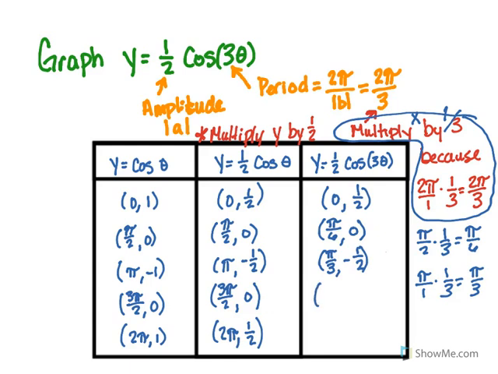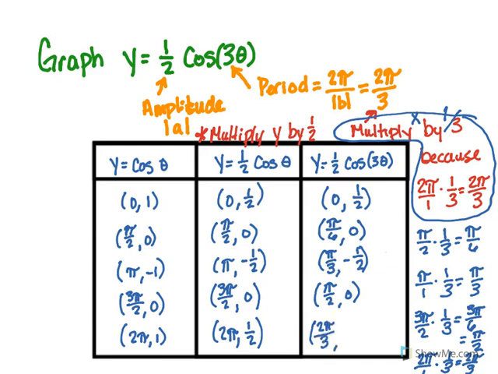Then we are going to do 3 pi over 2 times 1/3. That's going to give us 3 pi over 6, which we can simplify to be pi over 2. So we're going to have pi over 2, 0. Next we're going to do 2 pi times 1/3, and we get 2 pi over 3. So our last one is 2 pi over 3, and we still have 1/2. These are going to be our final points that we are going to graph.